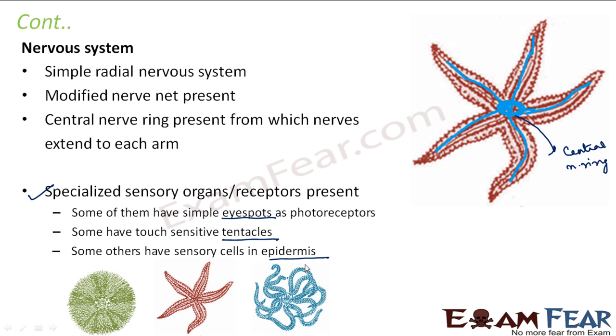Now, as the name suggests, they are spiny skinned animals. They also have a very hard exoskeleton, that is, the external skeleton is very hard. It is made up of calcium carbonate in most of them.